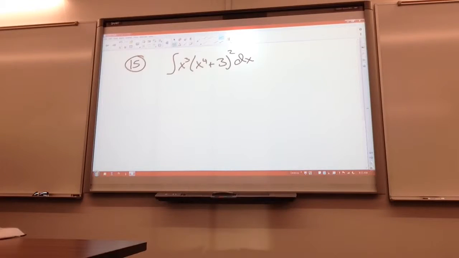No, well, at least not as it's written. To be perfectly honest with you, x to the 4th plus 3 is easy enough to square. You could square that out, then multiply it all by x cubed, and then have a regular old polynomial, which you can integrate. However, that's going to take a long time, right? And we want to do things faster.